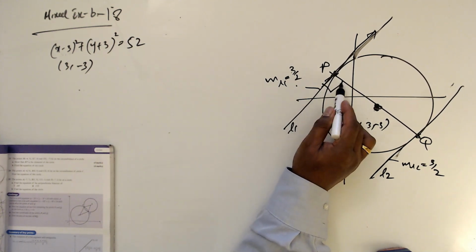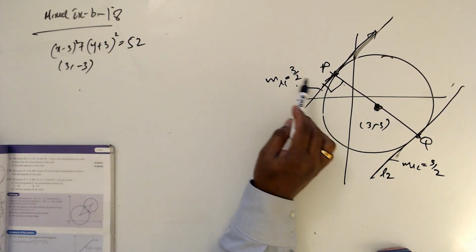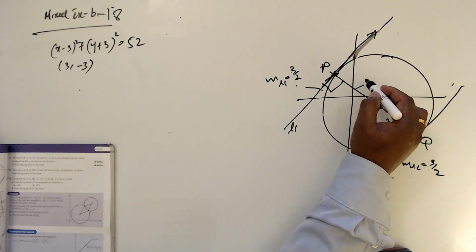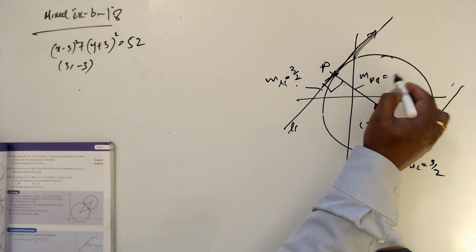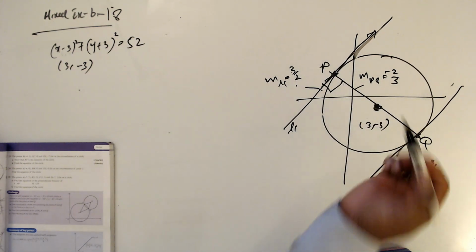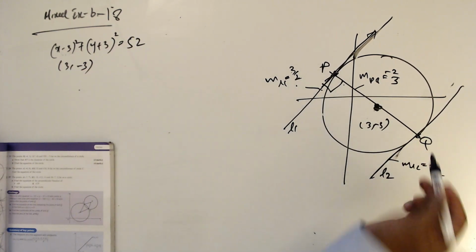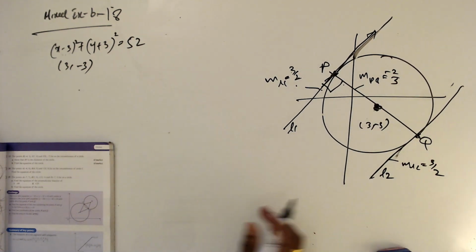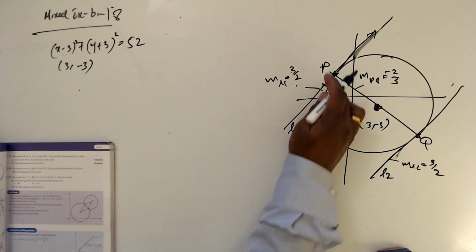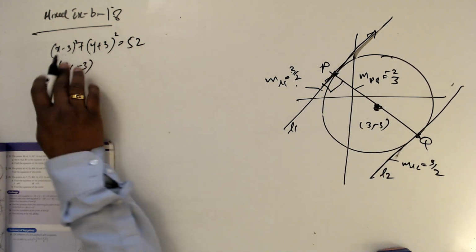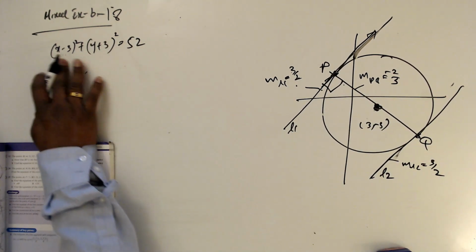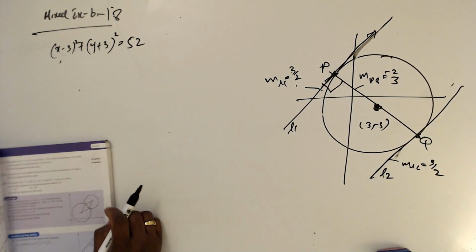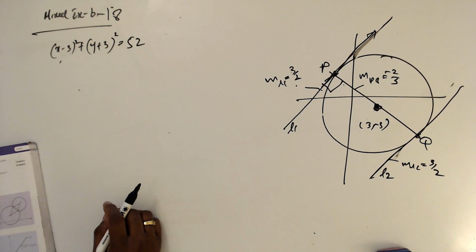Hence, we know this is perpendicular. Hence, we can find this gradient. This gradient MPQ is going to be minus 2 over 3, the perpendicular gradient. Now we know the equation because we have a point and the gradient, we can write it. And then we have to solve this equation with the circle again, and we can find P and Q. So we'll follow that one.